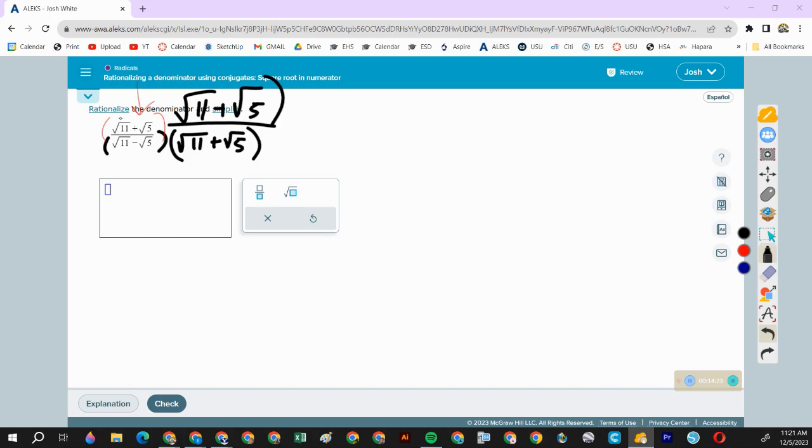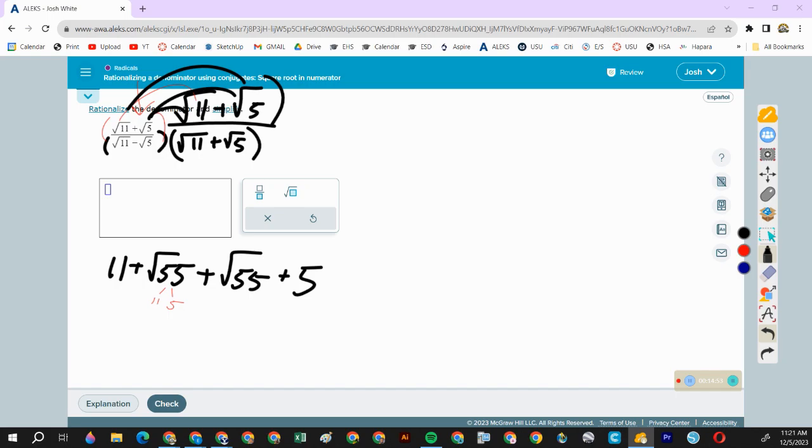The top is a little bit difficult. What is root 11 times root 11? 11. Okay. What is root 11 times root 5? Root 55. And 5 times root 11? Also root 55. And root 5 times root 5? 5. So root 55 is 11 and 5. That's not going to simplify. But the numerator becomes 6 plus 2 root 55. Not 6, 16.